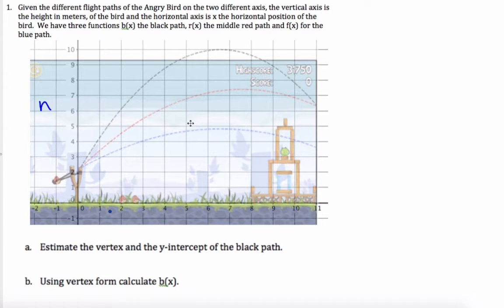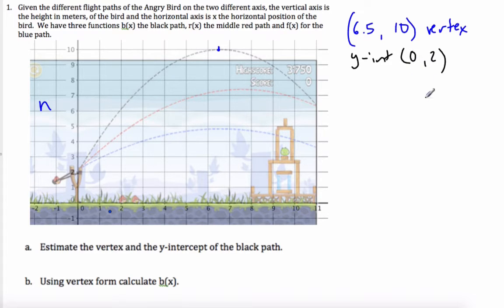So based upon what we have here, the first part says estimate the vertex and the y-intercept of the black path. Looking here carefully, if I estimate that value, I'm going to say that that is 6.5, comma 10 as the vertex. This is the vertex. And maybe I should do it in black since I'm doing the black one. And the y-intercept, I can see that is right here at 0, 2.